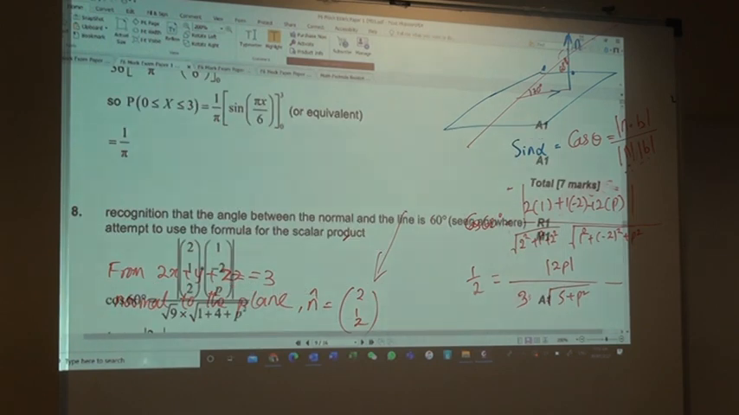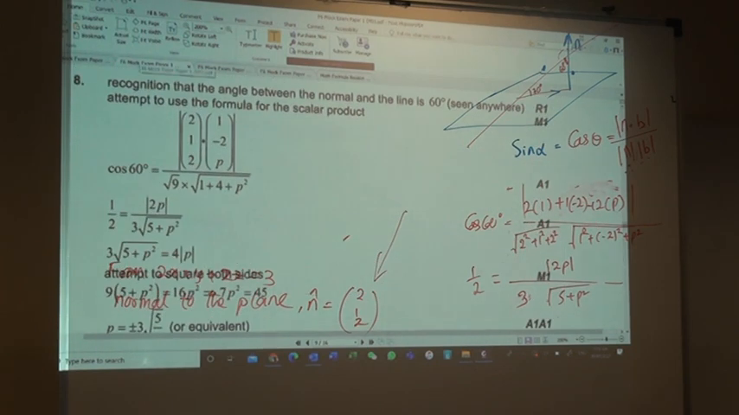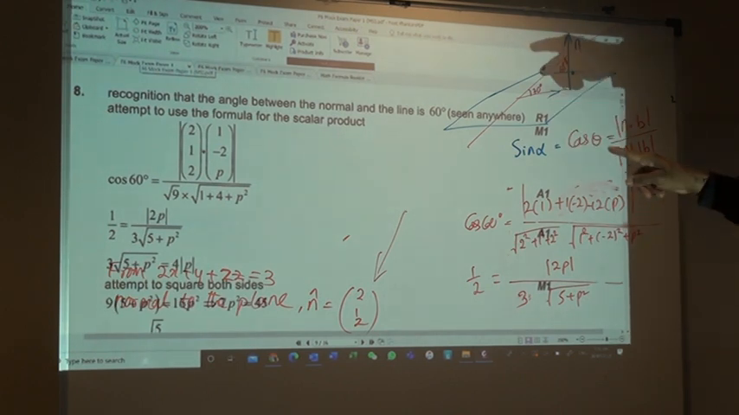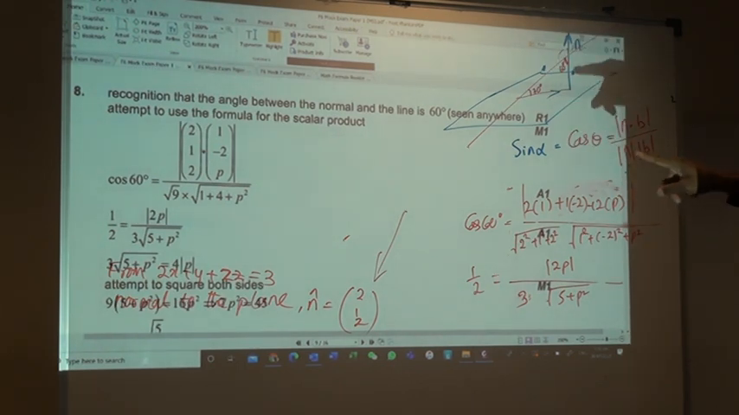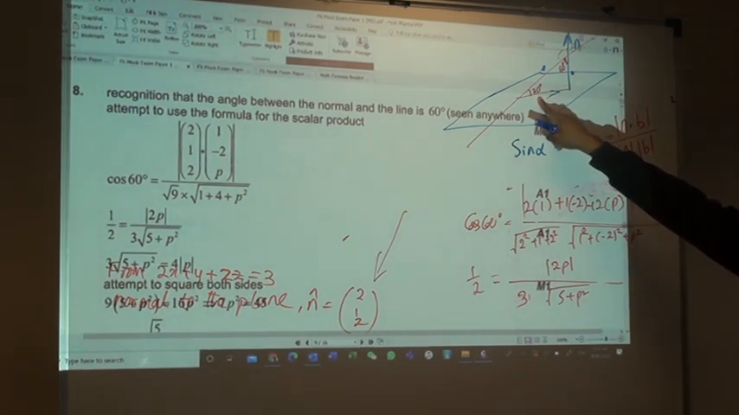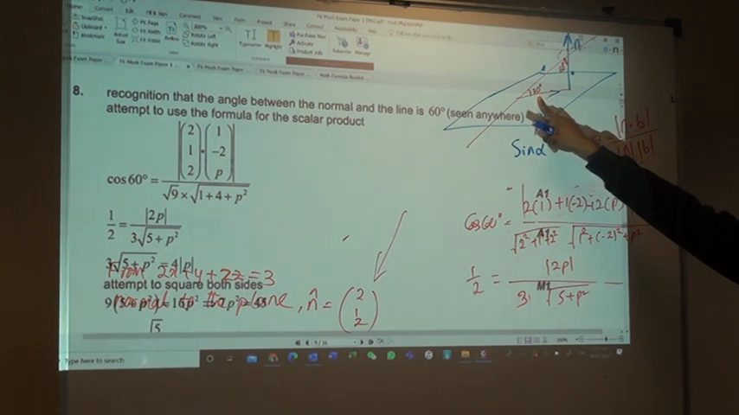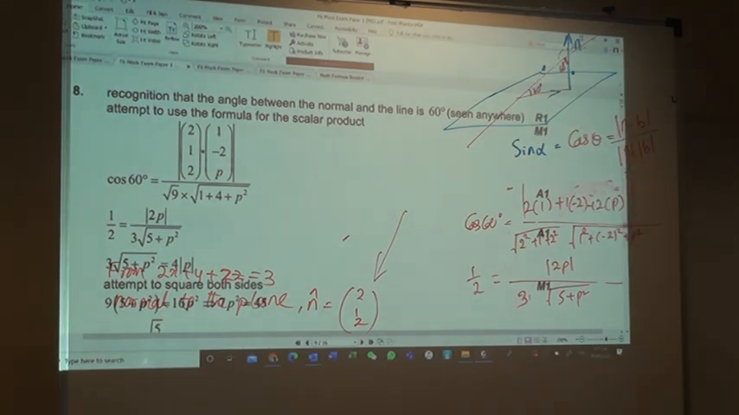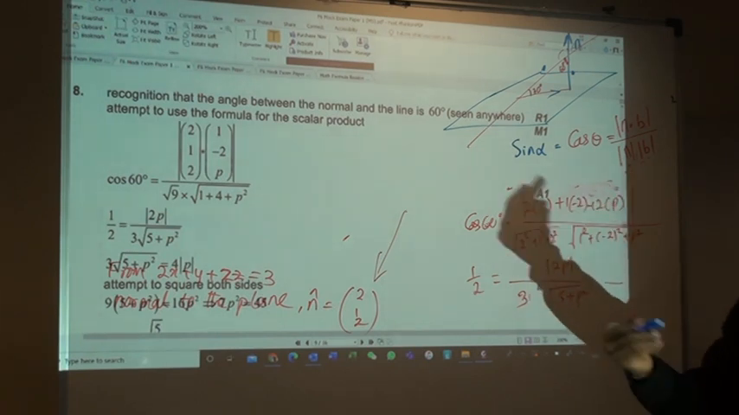Now let's see what the mark scheme wants us to show. Recognizing the angle between normal and the line is 60. That's reasoning. The angle between normal and the line. You see, it never talked about the 30 that was given in the paper. So if you have drawn this shape and you have shown this, we can see it, so we understand your reasoning. But you can just write a sentence to describe it.